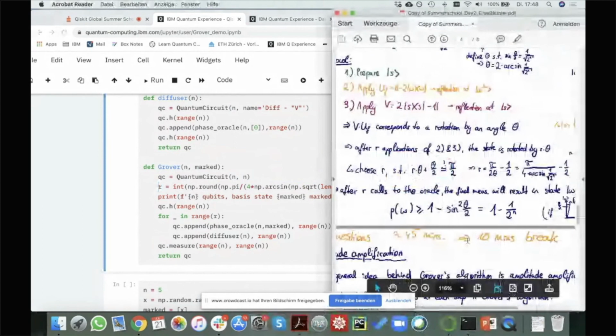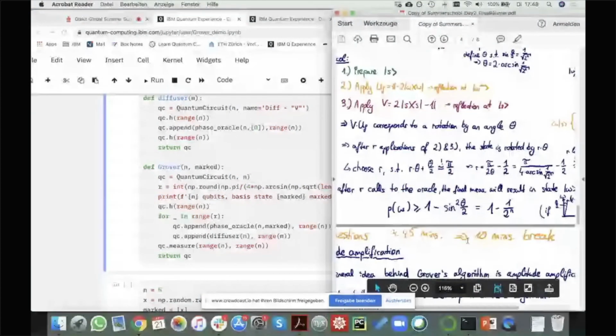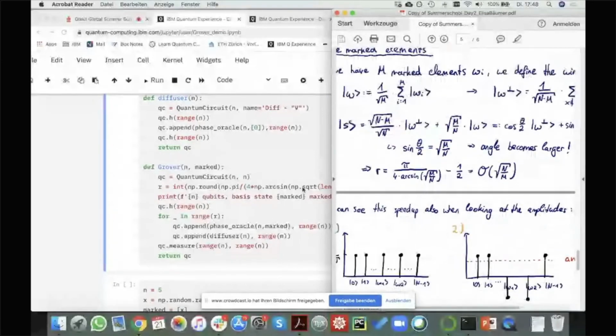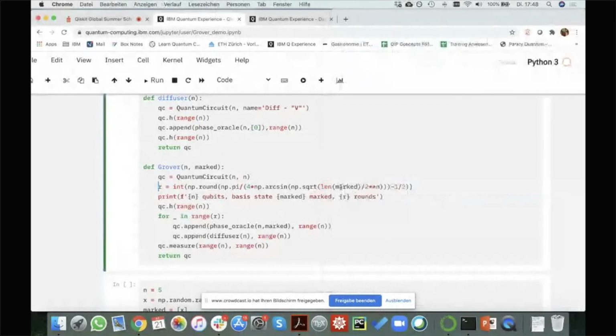Here we go. Actually, let's show the general one for arbitrary m. Here we have pi over 4 times arcsine of square root of m over n. So m is the length of the marked elements, because for the marked elements I will give an array which can have any number of elements. I can just give it 1 element, but I can also put in 5 elements. So the length of this array will tell me how many marked elements I have. And 2 to the power small n is what gives us the capital N, the number of possible bit strings. So this is the square root of m over n, taking the arcsine, times pi over 4, minus 1/2.